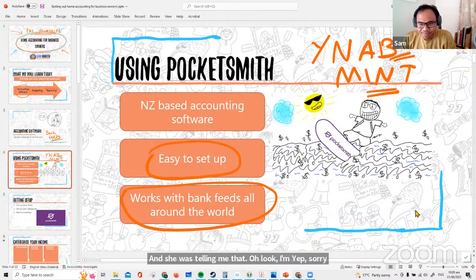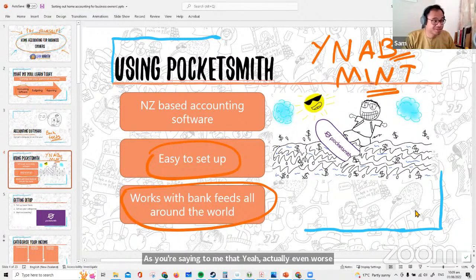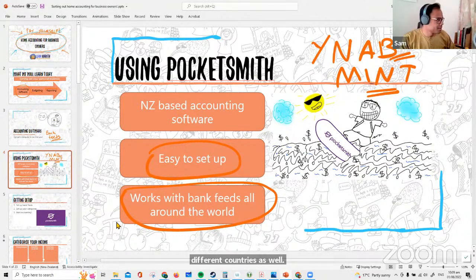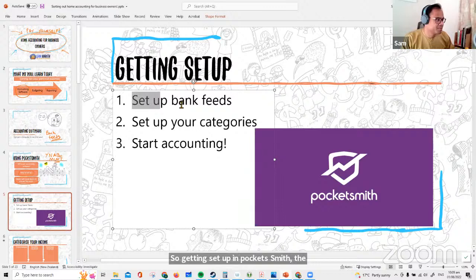Yeah. And she was saying to me that actually it even works with bank feeds from Malaysia. So that's really interesting if you are looking at managing your investments in different countries as well. Right. So getting set up in PocketSmith, the first one is you want to set up your bank feeds, then set up your categories, and then you start accounting. Right. So I'll just quickly show you how that looks.